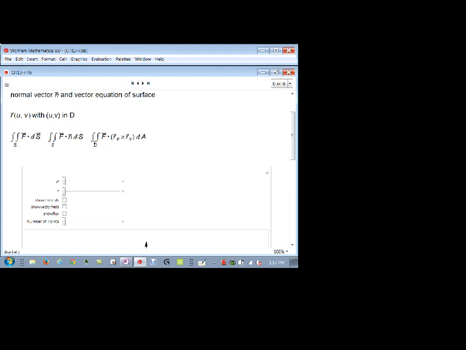D is what? It is a region, but what? Wasn't D our restrictions on u and v? Remember, u lived between two things, and v lived between two things. And so D is the domain of the parametric surface function, right? Are you okay with that or not?